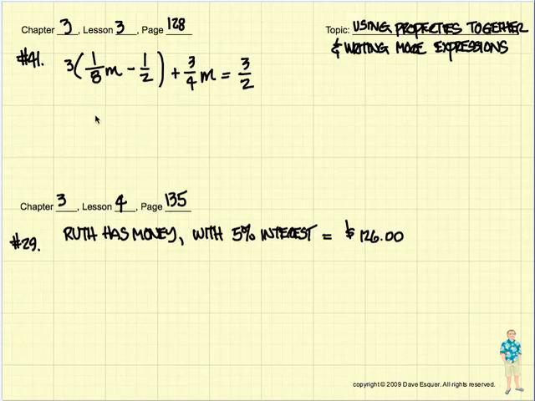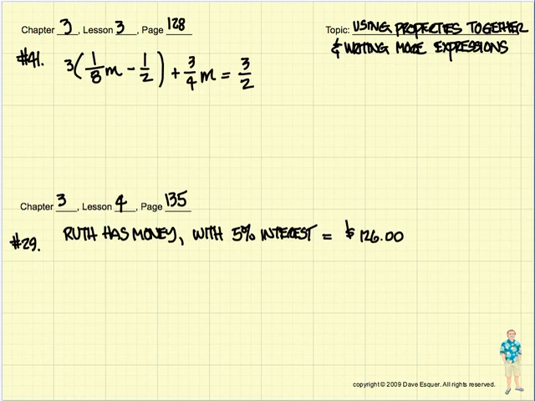In Chapter 3, Lesson 3 and Chapter 3, Lesson 4, we're going to be using these properties together. That is the addition and multiplication and subtraction and division. And in Chapter 3, Lesson 4, we're going to see if we can write these up word problem style to come up with our equations. Let's start with number 41 on page 128, Lesson 3.